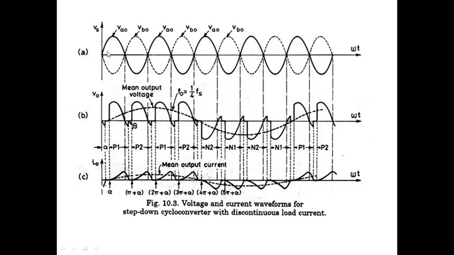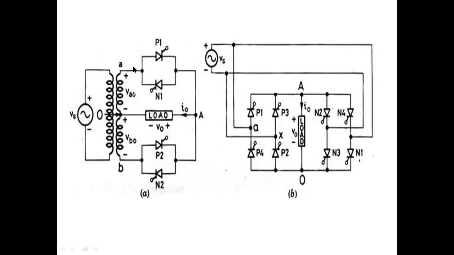Now come to the negative cycle of the input. So at 0, this is pi. At 180 degrees, automatically P1 will be off. Why? It is coming into the negative cycle. In the negative cycle, which thyristors are in forward bias? P2 and N1. Now I am giving firing pulse only to P2. I am giving gate pulse to P2 because P2 and N1 are forward biased. I am not giving firing pulse to N1.